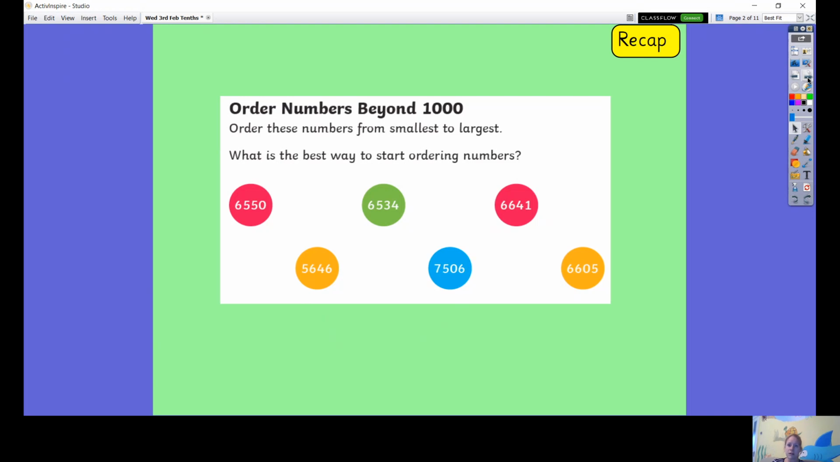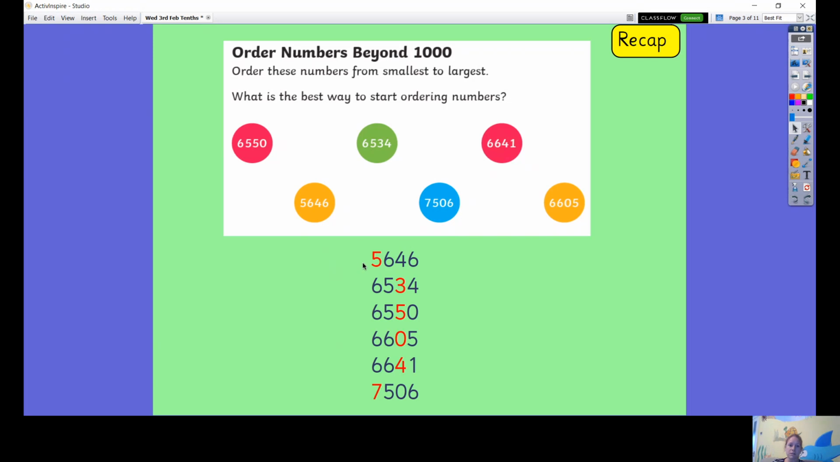Okay, so if we look at the answers together, looking at the thousands column, because that's the column that's worth the biggest amount, we can see that the 5,001 is going to go at the start and the 7,001 is going to go at the end. And then all the ones in the middle all start with 6,000. So then we need to move into the hundreds columns and into the tens columns in this case to put those in the correct order. So pause here if you need to and check that you've got those in the right order and that you understand why they're in that order.